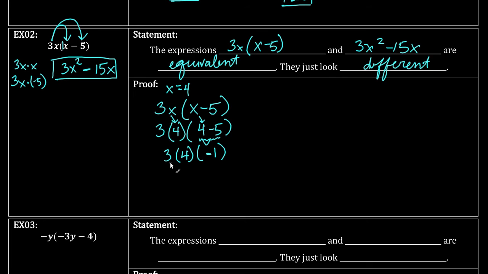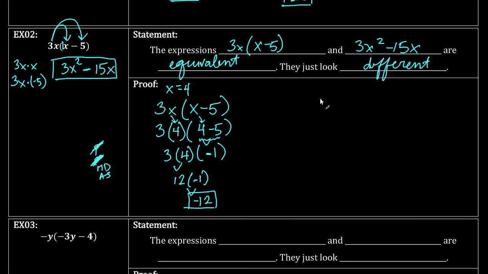So if we're doing order of operations, we finished everything inside of parentheses. We don't have any exponents. We do multiplication and division from left to right. So 3 times 4 is 12. 12 times negative 1 is negative 12. Remember, though, that multiplication can be done in any order. So if you really wanted to, you could have multiplied the 4 and the negative 1. You would have gotten negative 4, and then negative 4 times 3 is negative 12.